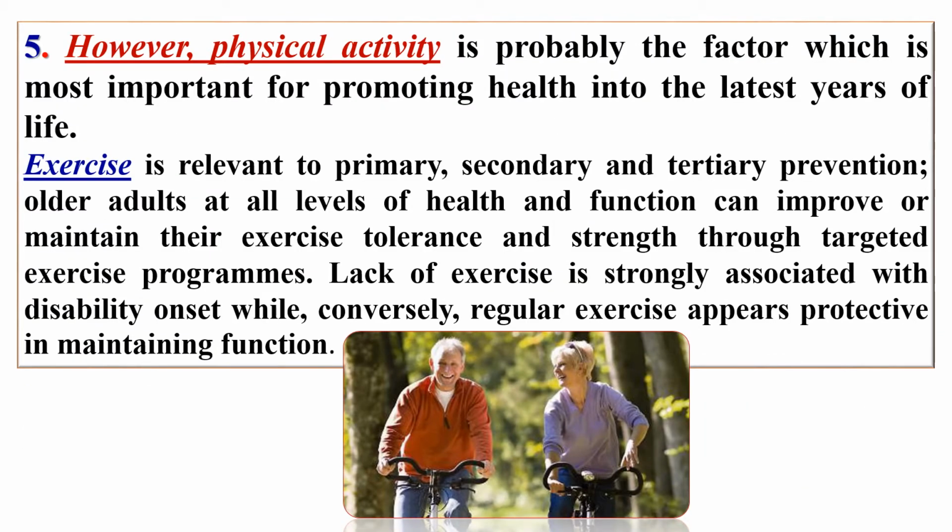Promoting health into the latest years of life. Exercise is relevant to primary, secondary, and tertiary prevention. Older adults at all levels of health and function can improve or maintain their exercise tolerance and strength through targeted exercise programs. Lack of exercise is strongly associated with disability onset, while conversely, regular exercise appears protective in maintaining function.